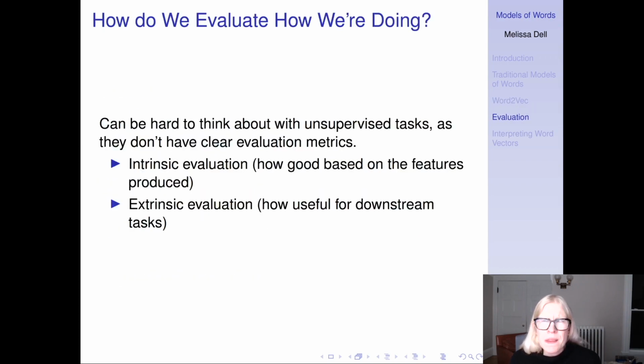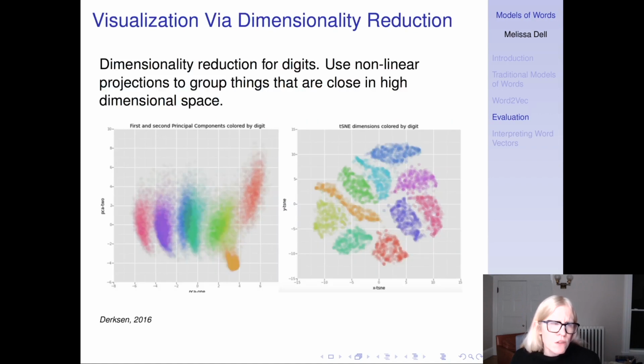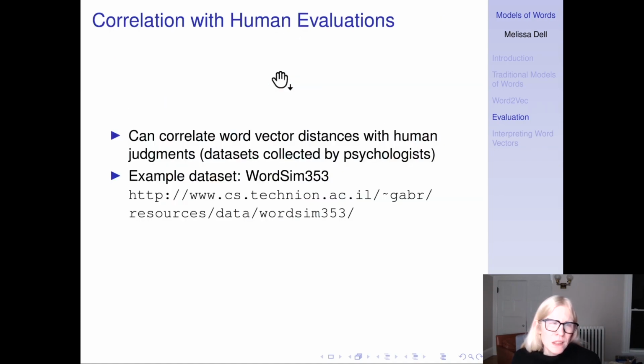All right, so how would we think about evaluating how we're doing? That can be hard to think about in an unsupervised task like word embeddings, as there's not really a clear evaluation metric. And so people thought about intrinsic evaluation, how good based on the features produced, or extrinsic evaluation, how useful for downstream tasks. One approach that you saw taken was dimensionality reduction. As I said, word vectors were something like 300 dimensions; reduce it to a much lower space and see if it looks sensible.